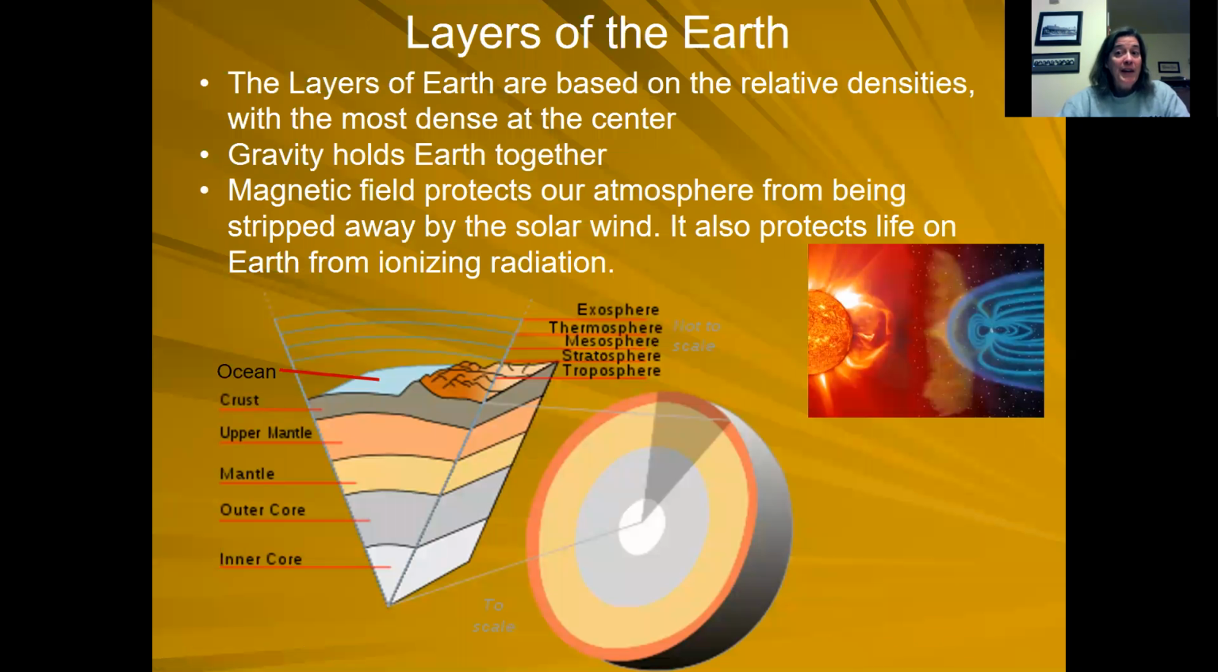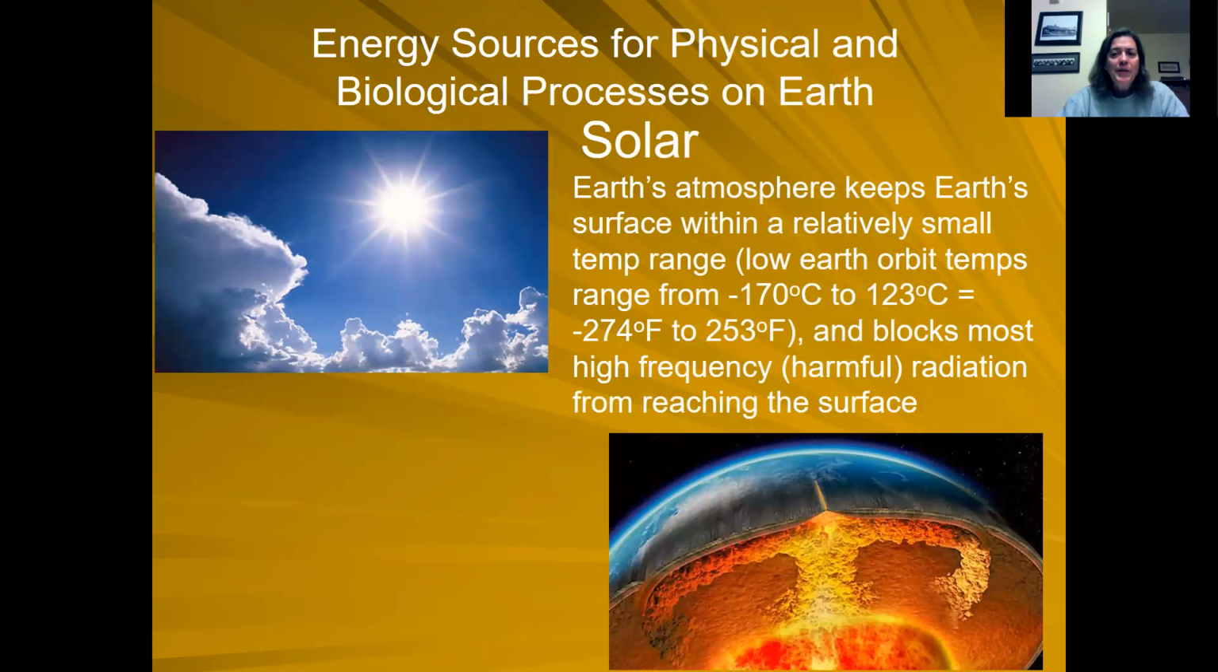So first, before we get into ecosystems, we have to look at where those ecosystems exist. The Earth is layered, and you learned this way back in elementary school, but the layering is based on densities all the way up through the atmosphere, which isn't shown in this diagram. Gravity is what holds everything together, and our magnetic field, which is really important, protects our atmosphere from being stripped away by the solar wind. It also protects life on Earth from ionizing radiation, and it provides us the components we need in order to survive, like oxygen.